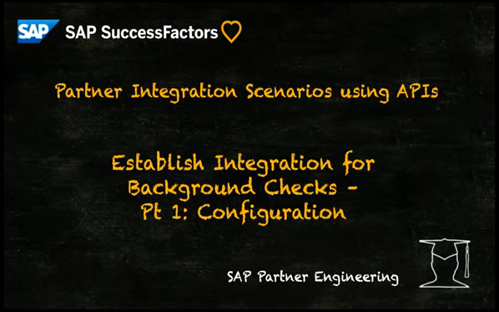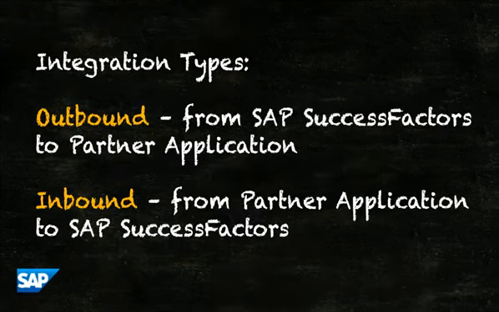My name is Julie, and in this series of videos, we're taking a look at some integration scenarios using APIs for SAP SuccessFactors. For this series, we're going to be taking a look at a background check integration for the recruiting module. And for this scenario, we'll take a look at two integration types: outbound from SAP SuccessFactors to the partner application, and we'll look at two different options for that, or inbound from the partner application to SAP SuccessFactors. First, let's take a look at the outbound scenarios.